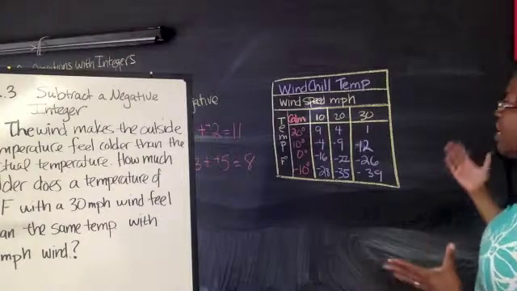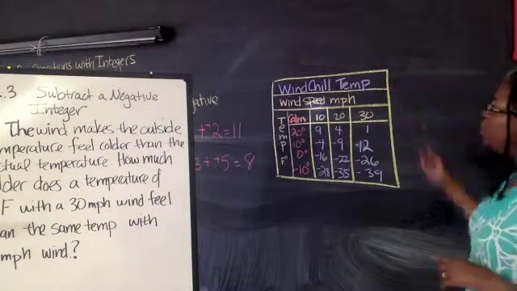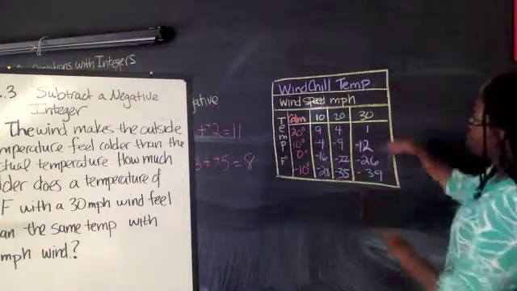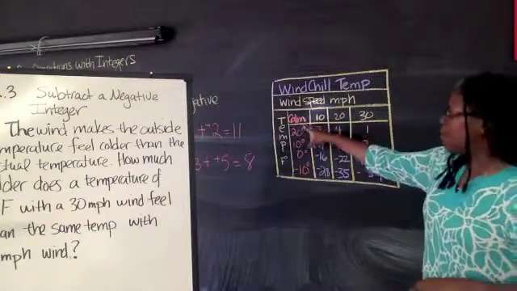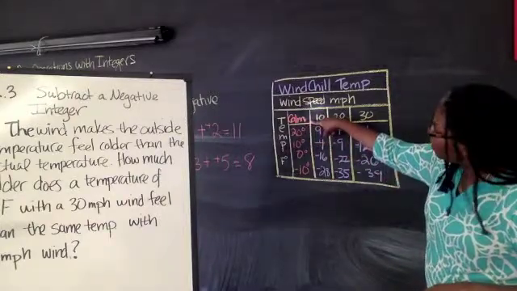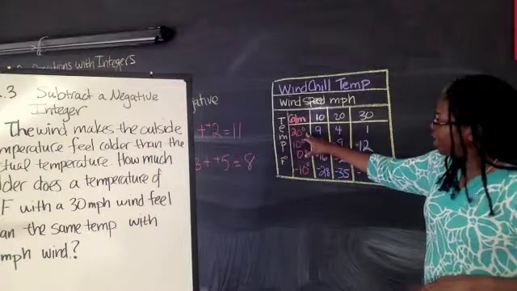Before we use the chart, we need to make sure we understand what it is. The title is wind chill temperature, so that's what's going on here in purple. And this, I wrote this really poorly, is calm. So when it is calm, the temperature is 20 degrees, that's just the temperature.